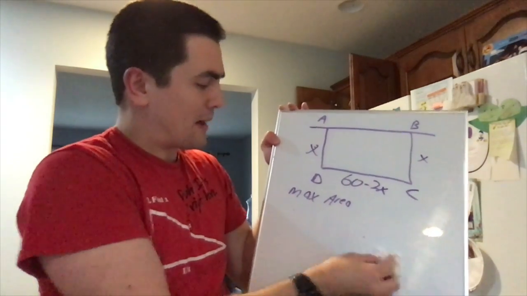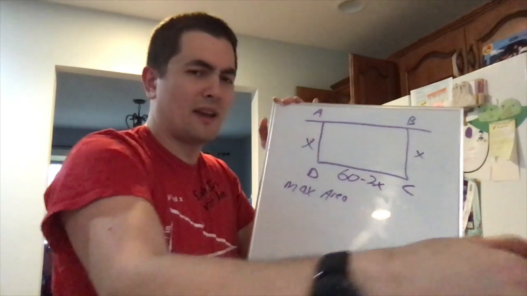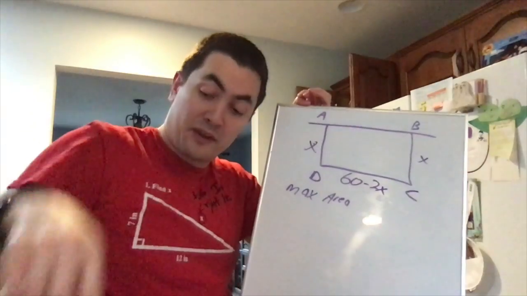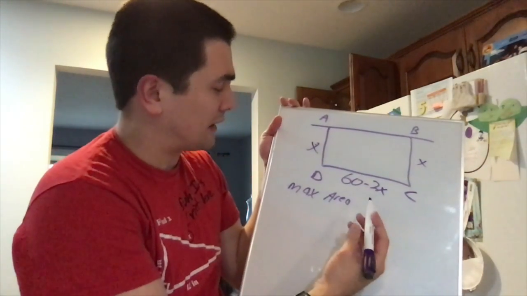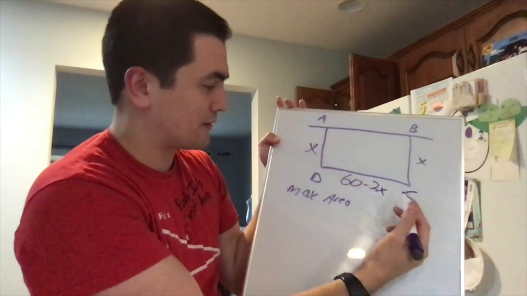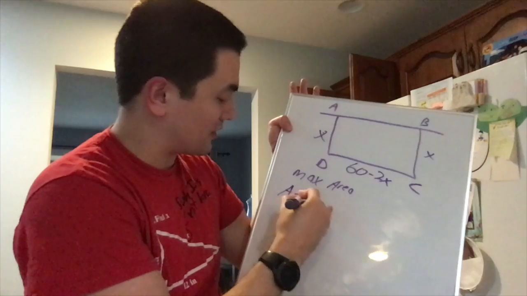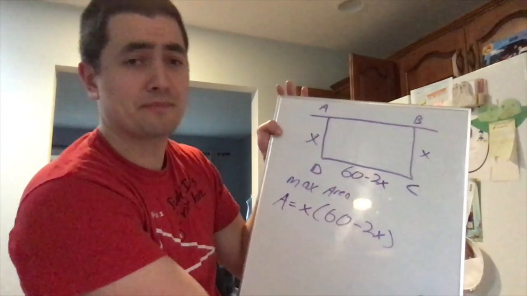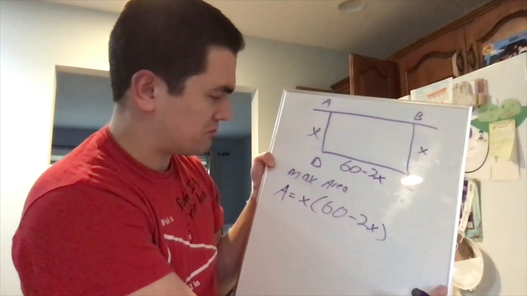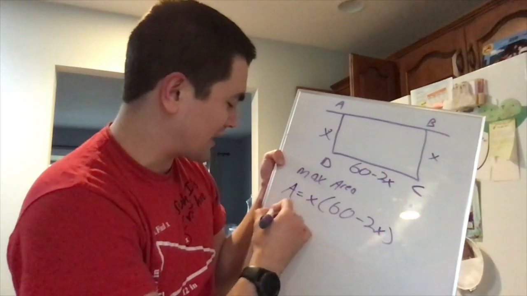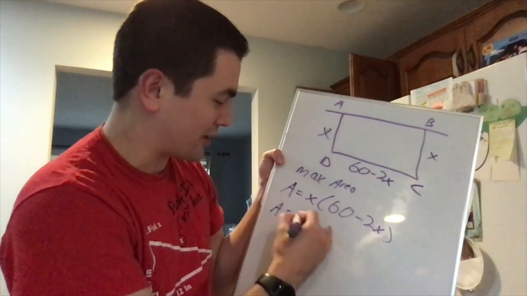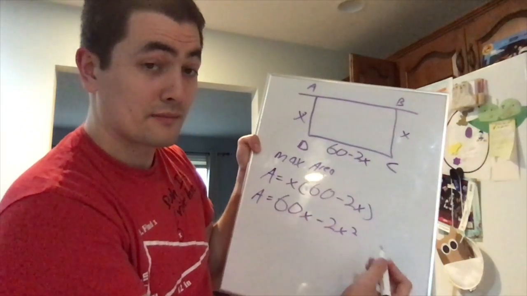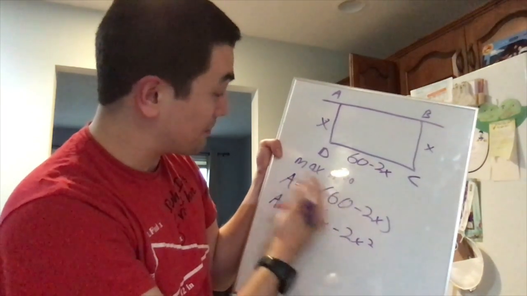Now we want to maximize our area, and for that I first need the formula for the area. The area of any rectangle is length times width. So the area is just going to be X times (60 minus 2X). Nice, super duper. I feel like I could just distribute that, that's so easy. So A equals 60X minus 2X squared. Cool, alright, so now I need to maximize the area.